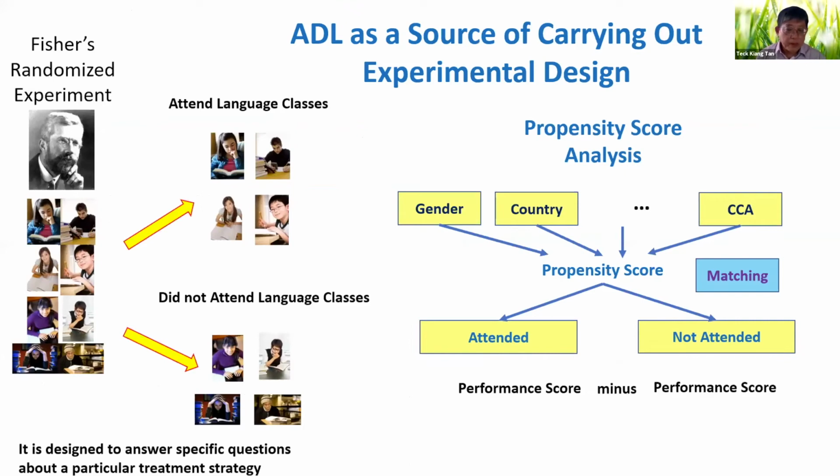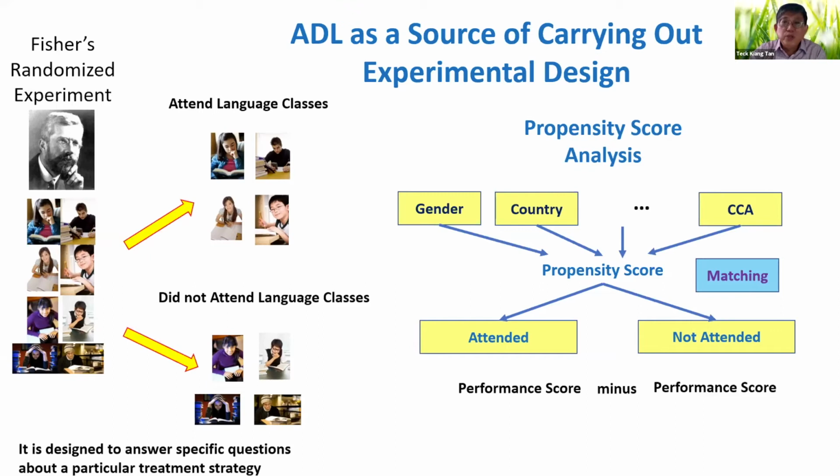Not only that, we can carry out longitudinal data analysis based on the historical data that is available in ADL. Because ADL consists of a lot of records, we can use certain statistical techniques like the one mentioned here, called propensity score analysis, to carry out something close to an experimental design context. Those interested in randomized controlled trials could refer to Fisher, who first advocated that, where we can randomly assign, let's say, those taking a language class and those not taking a language class, to do a randomized controlled trial.